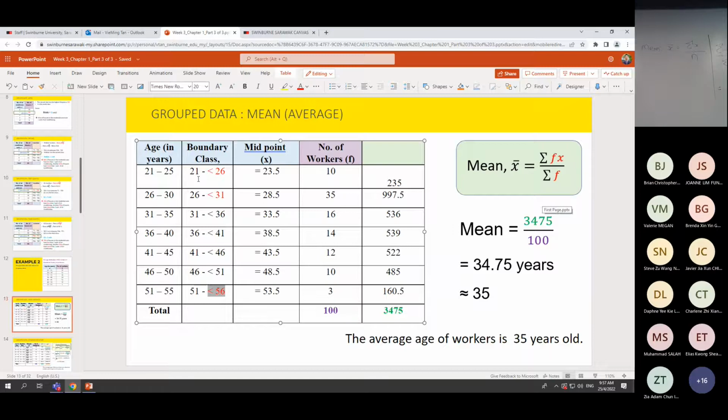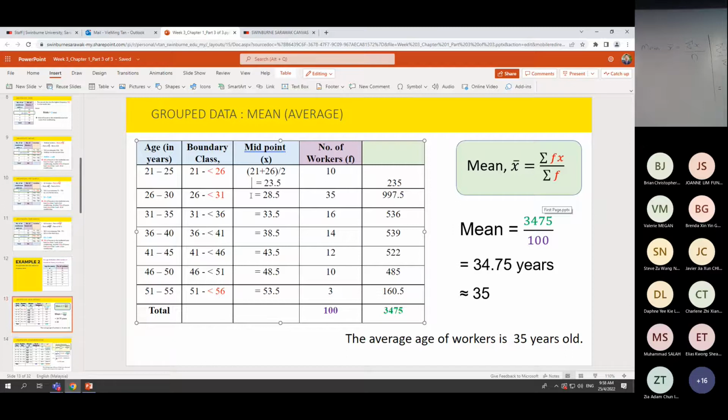All right. So for the first class, where's the midpoint value? I use the formula. We need to use 21 plus 26, then divided by 2, to get the midpoint value for the first class. So the first class is 21 plus 26 divided by 2. You'll get 23.5. Correct? 47 divided by 2, 23.5.